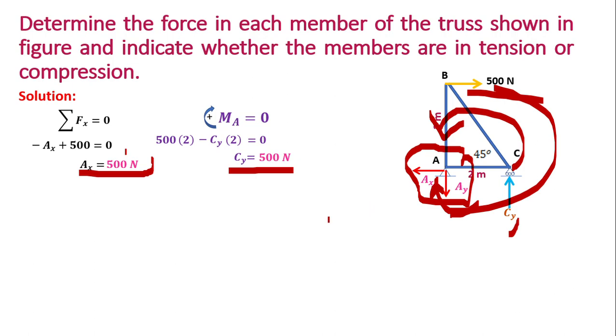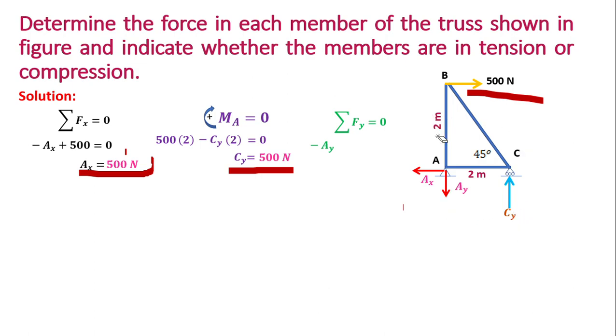So we can solve the summation of forces in Y. The summation of forces in Y is equal to 0. So negative AY is negative because it points downward. Next, plus CY equals 0, where the value of CY is 500. So, automatically AY is positive 500.